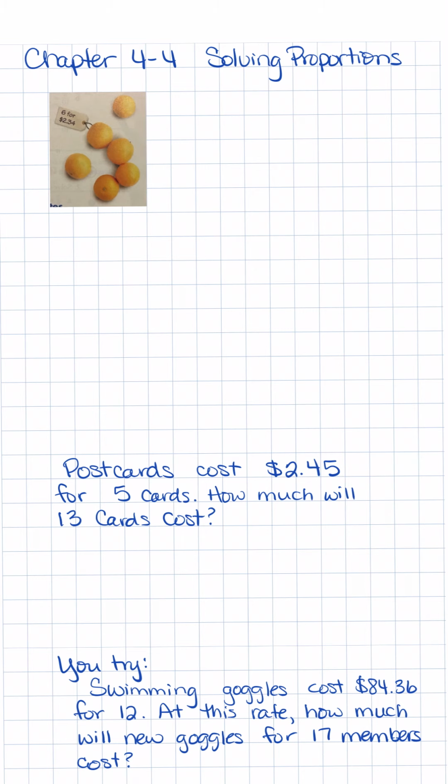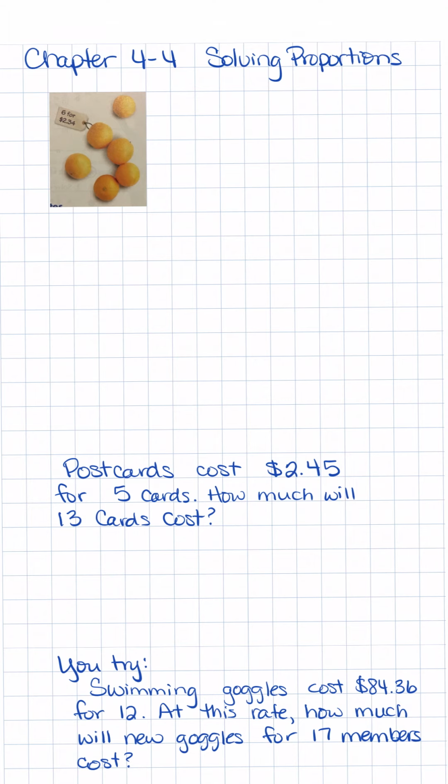You know the price of 6 oranges. It says 6 for $2.34. But you want to buy 8. You can solve a proportion to find the total cost of the quantity that you want to buy. You can use unit rates to solve a proportion. First, find the unit rate, then multiply to solve the proportion.